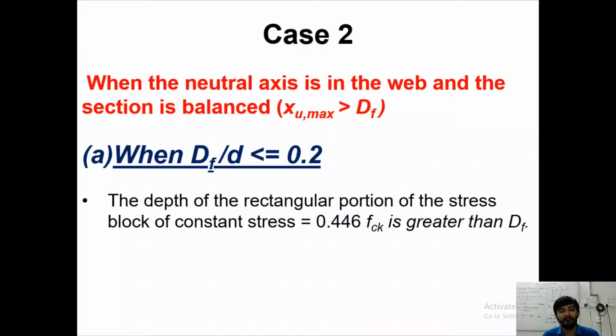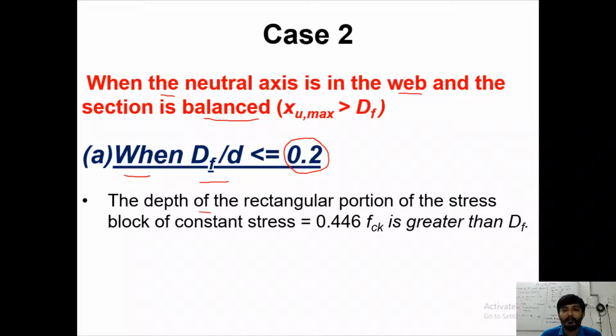So this is how we solve the moment of resistance. Then moving to case number 2, when the neutral axis is in the web and the section is balanced section, that is XU max is greater than DF. So in that there are two sub cases. First is when DF divided by D is less than or equal to 0.2.